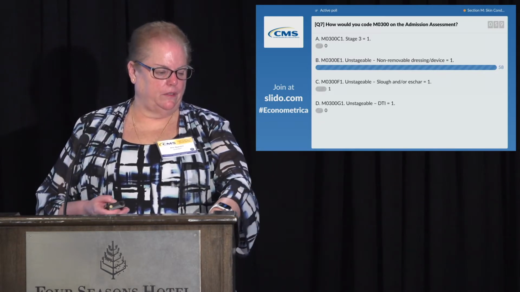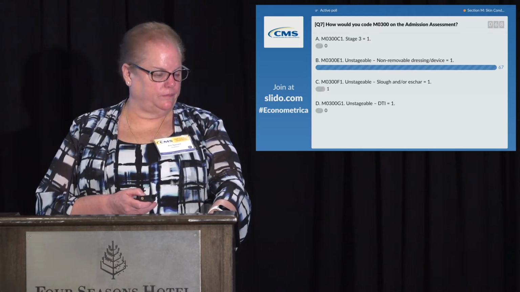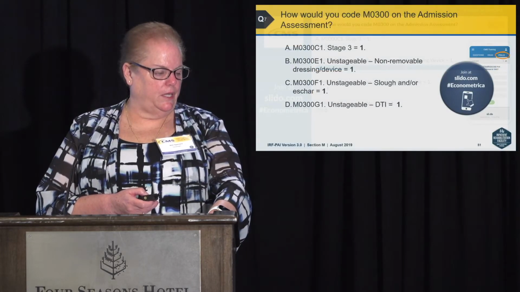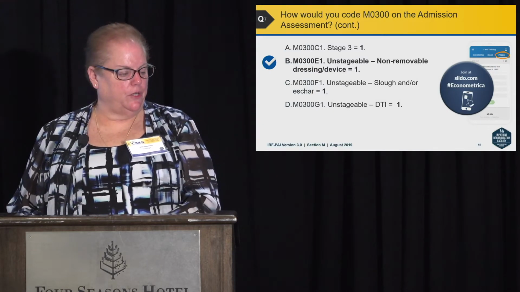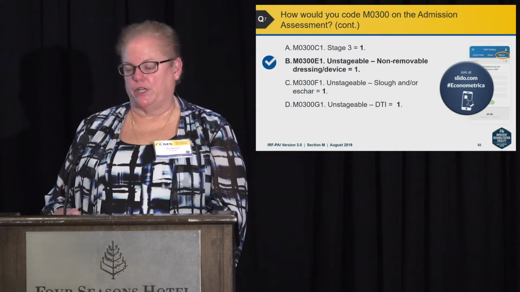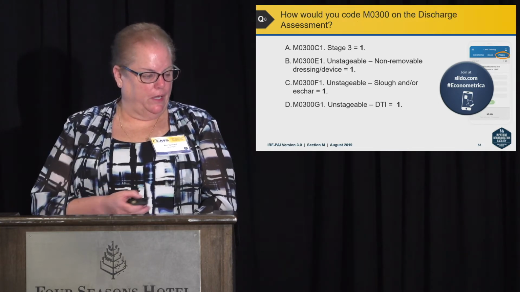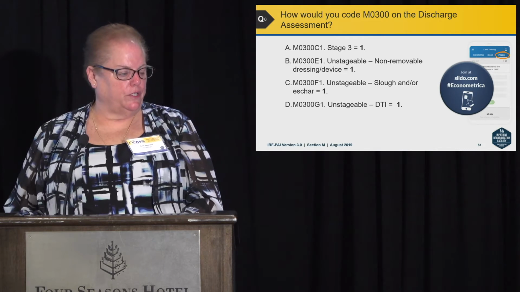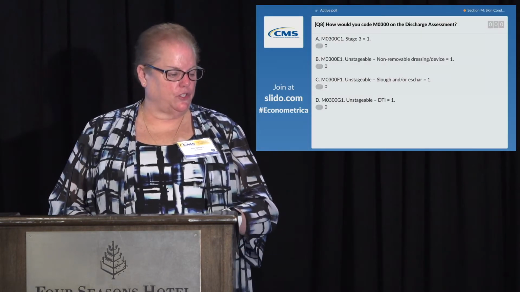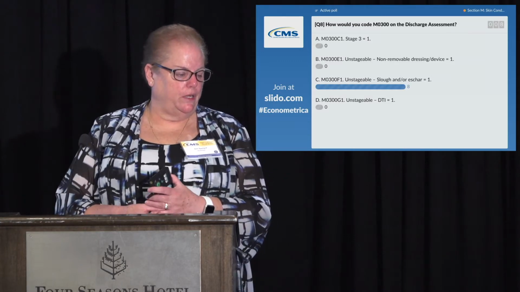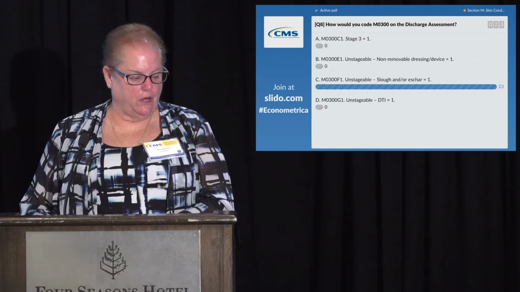Okay. Getting most people weighing in here, so let's look at the answer. And the answer is B, which most people got. We are on admission unstageable due to non-removable dressing or device because we know that there's something underneath there and we can't remove it. How would you code M0300 on discharge assessment? So again, this is discharge. Would it be a stage 3, an unstageable due to a non-removable dressing, unstageable due to slough or eschar, or unstageable deep tissue injury?